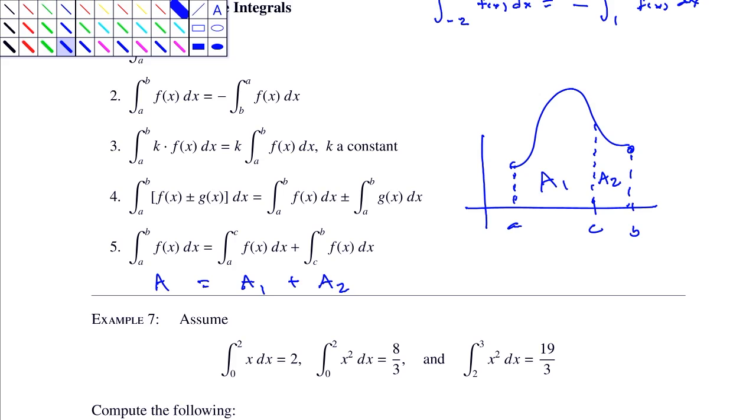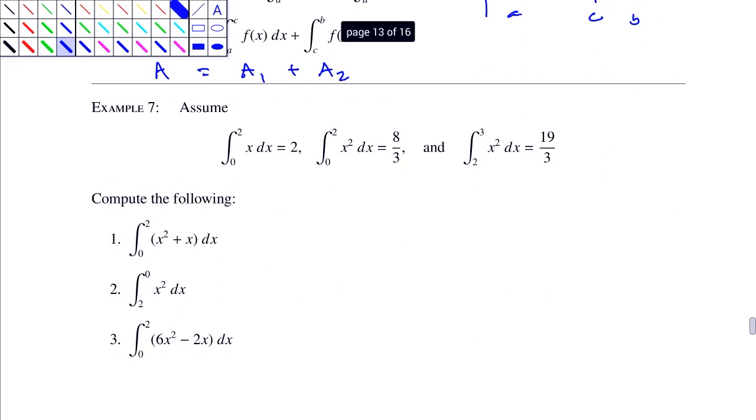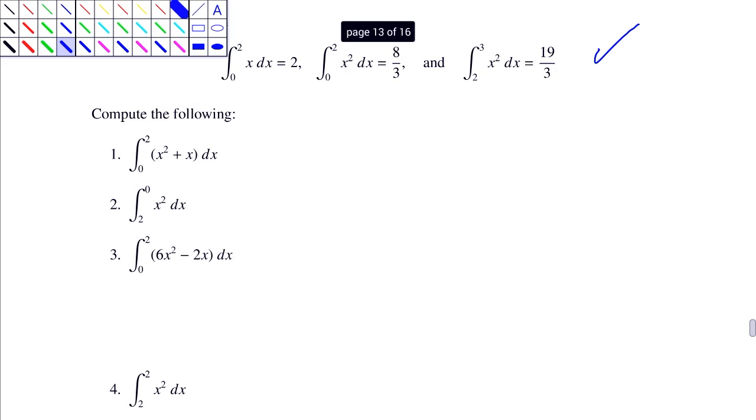All right, let's look at example 7. You are given these answers. Now, tomorrow we learn how to actually find these answers. Today, I just give them to you. So assume that these are true. And then we want to compute the following items. How many of them are there? There are 5 of them. Okay, I'll do one, and then I'll let you do some.